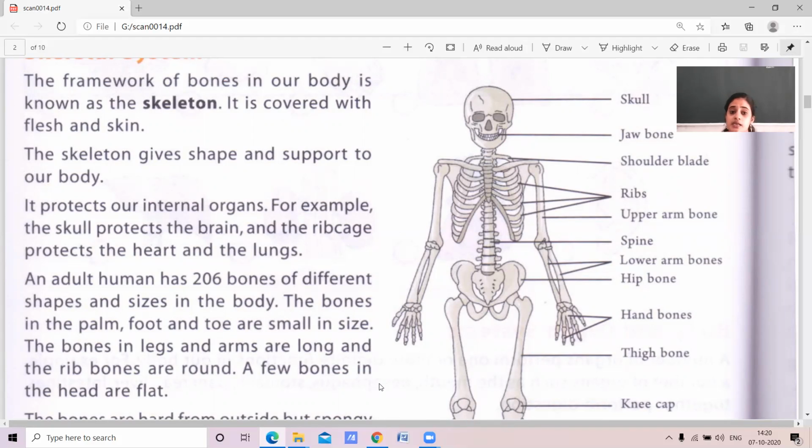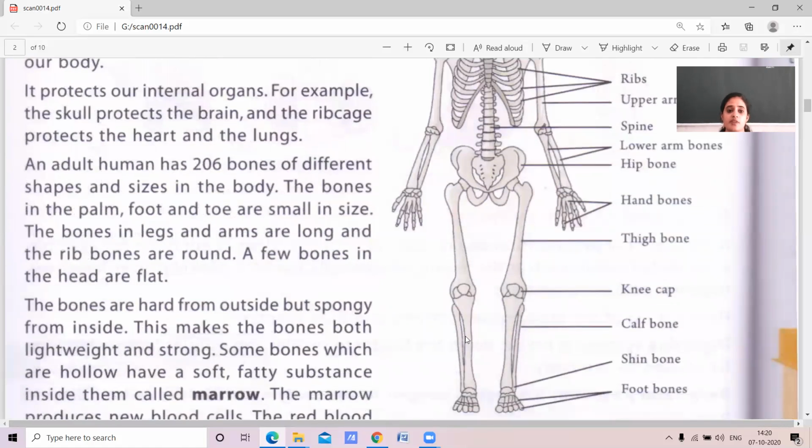For example, the skull protects the brain. The rib cage protects the heart and lungs from the outermost environment. An adult has 206 bones present in the body, with different shapes and different sizes that we can see.